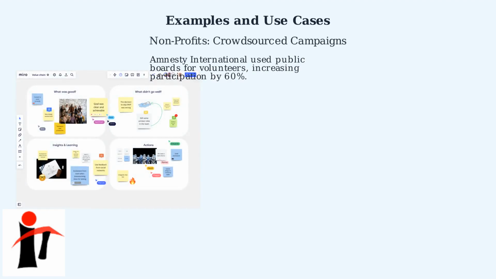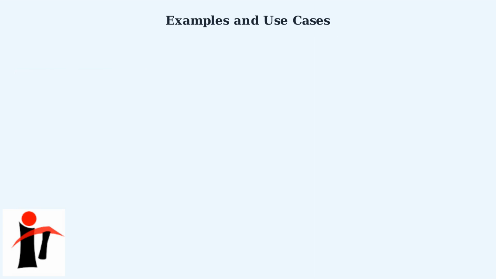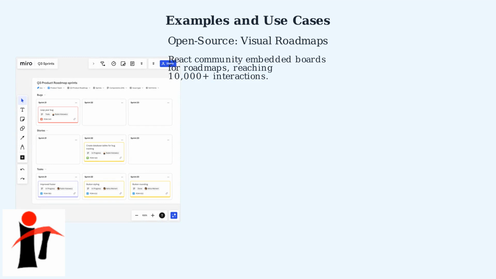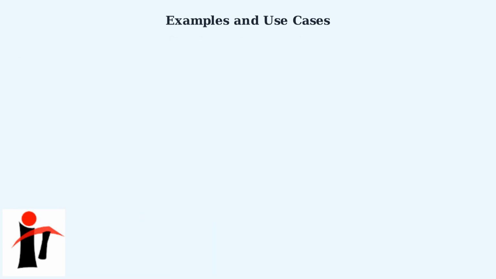Nonprofits embed public Miro boards for crowdsourced campaigns. Amnesty International embedded boards on their website for global volunteers to contribute ideas in real time, leading to a 60% rise in participation. Open source projects embed Miro boards for visual roadmaps in README files. The React Framework community used a Miro board for visual roadmaps, achieving 10,000 plus interactions in 2025.